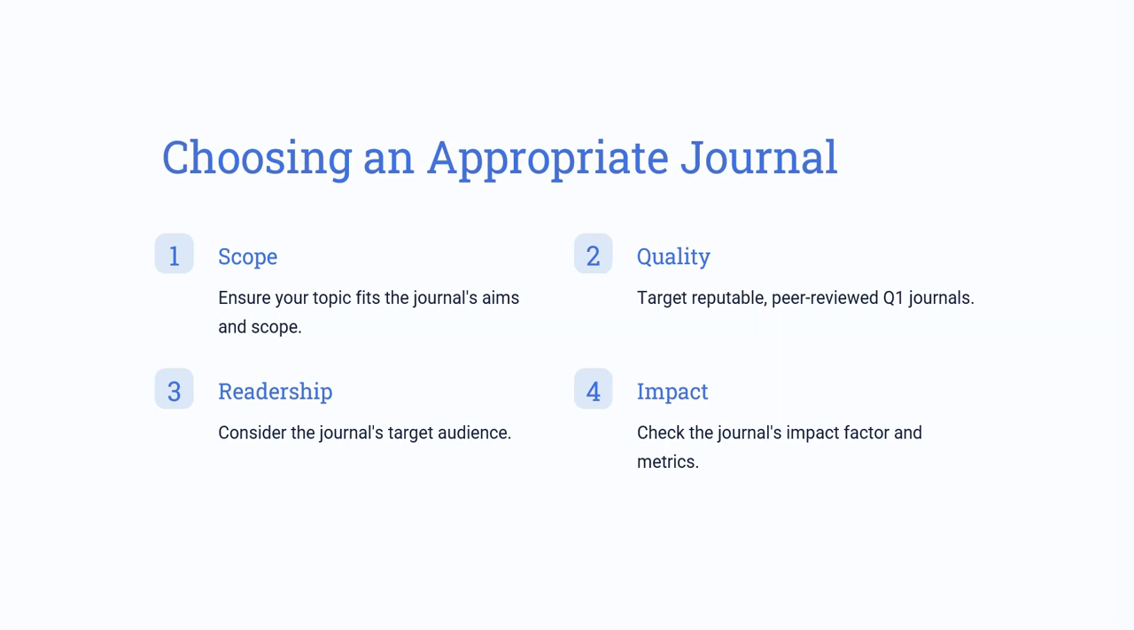And readership. Consider the journal's target audience. There are subscriptions, monthly downloads or annual downloads of the paper, which you can see from their website also. So you can understand the global readership and the volume of the journal in circulation. That is also important. And impact. Check the journal impact factor and the metrics. Based on that, you choose the appropriate journal and go for publication.